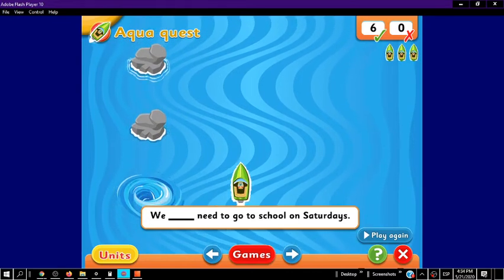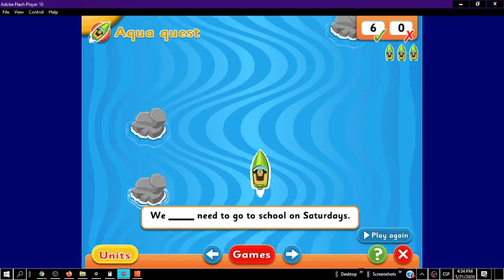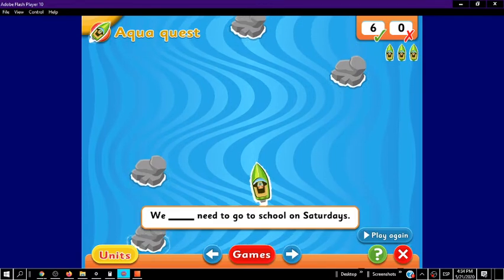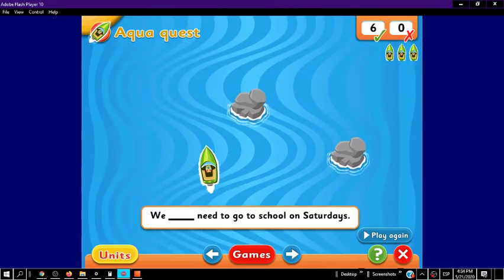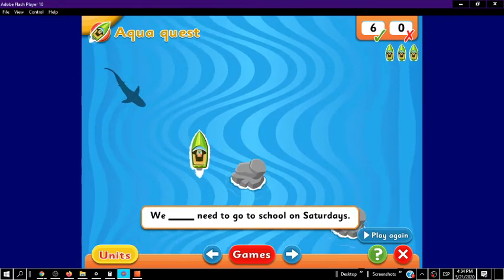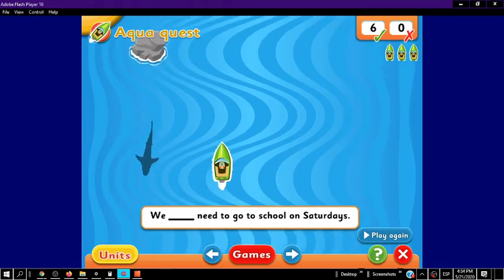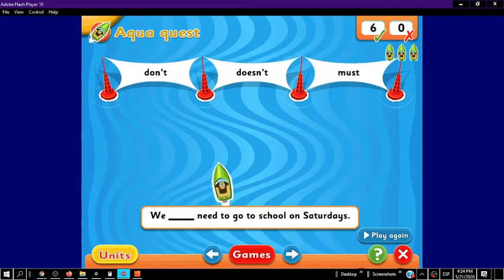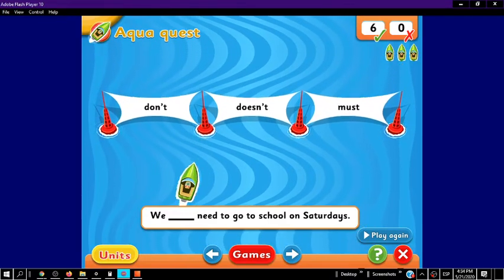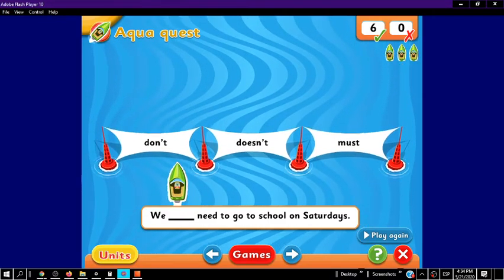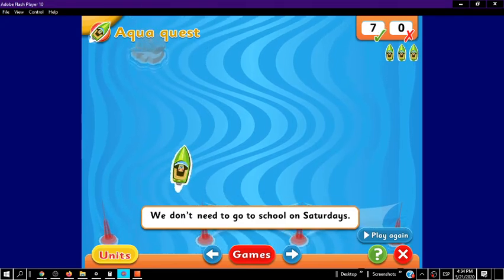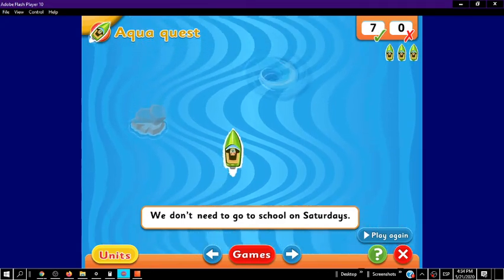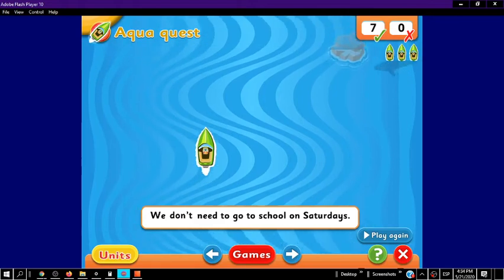We blank need to go to school on Saturdays. Well, Saturday is a day that we don't go to school. So it's probably a negative word that we're looking for. Here are my two negative words. We don't or we doesn't. We don't makes much more sense. All right. We don't need to go to school on Saturdays.